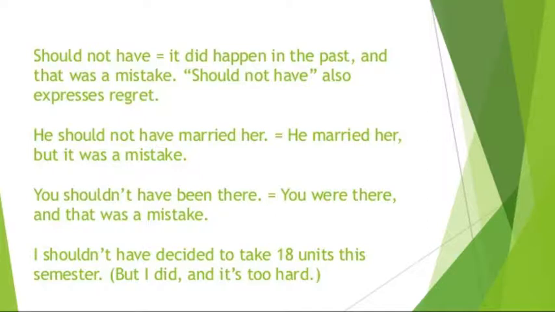The same goes for should not have. It did happen in the past and it was a mistake. For example, when you say he should not have married her, the fact is in the past he married her but it was a mistake. So you say he should not have married her. So we are talking about regret or mistakes in the past. You shouldn't have been there. You were there, but that was a mistake. So you shouldn't have.